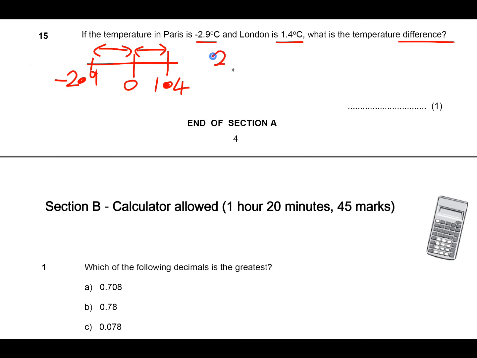So to work out the temperature difference, you need to add the 2.9 and the 1.4. And this gives you 4.3. So the answer on the answer line, 4.3, don't forget the units, degrees C.